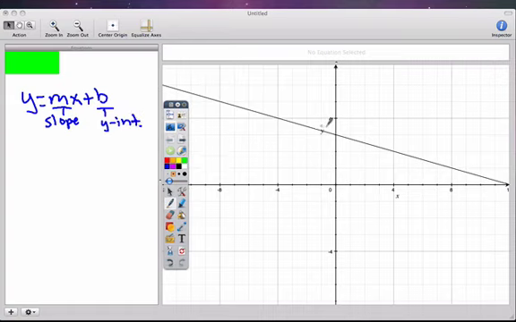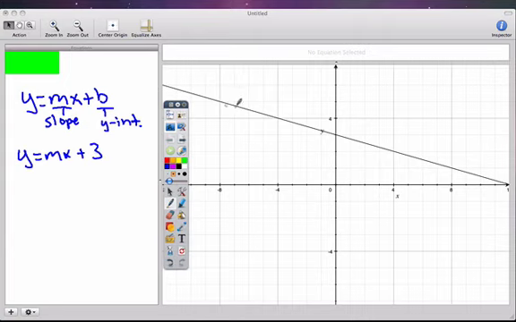In this case, we can see exactly where our line crosses the y-axis. So the easiest part to figure out is the y-intercept. In this case, it's a positive 3. So we can write for our equation, we know that y is going to equal mx plus 3. Now we need to figure out the slope.